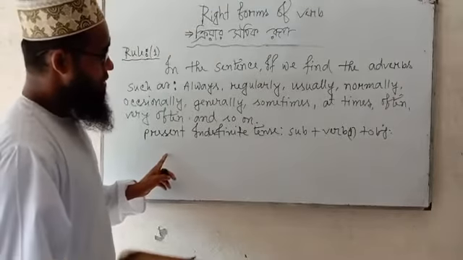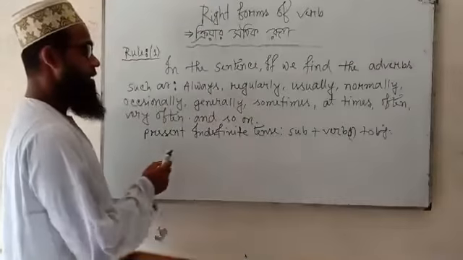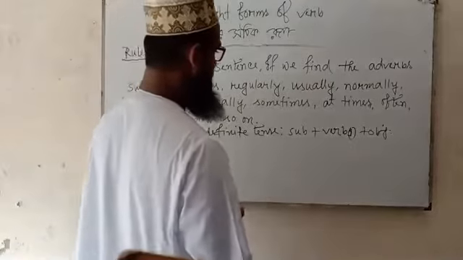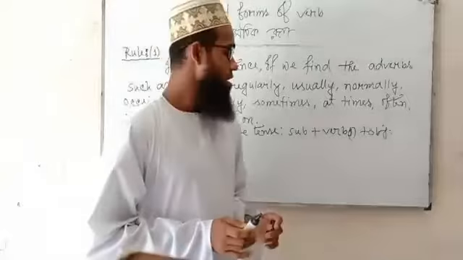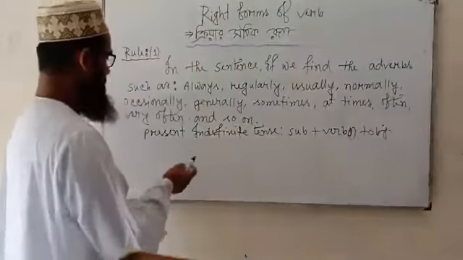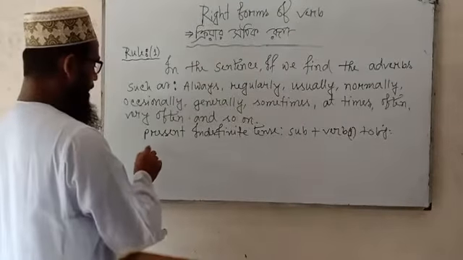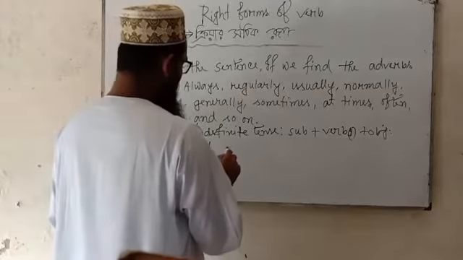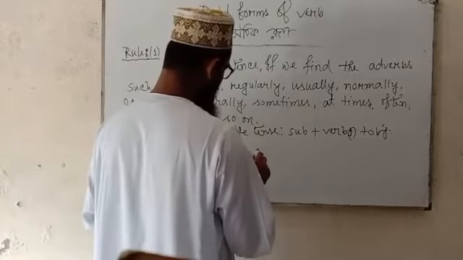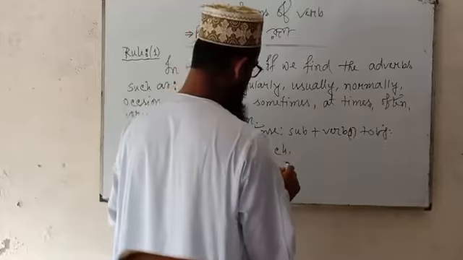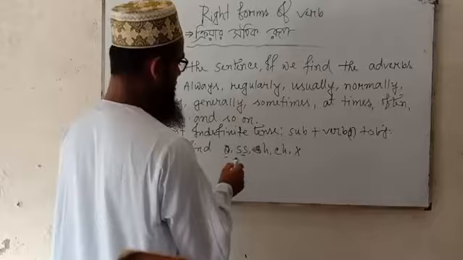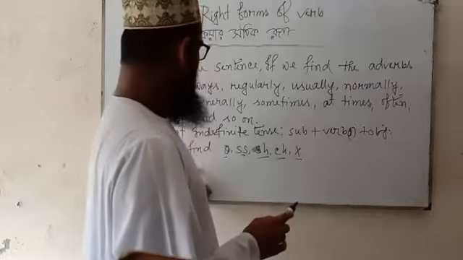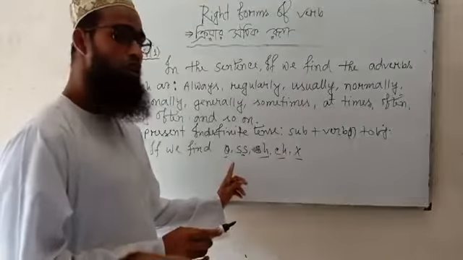Dear students, I want to make clear that if our subject is third person singular number, then we have to add s or es with the main verb, and we have to know where we use s and es. I want to make clear this topic that if we find o, double s, ch, sh, x at the end of a verb, then we have to use es with the main verb. If our subject is third person singular number, then we have to use s or es with the main verb.